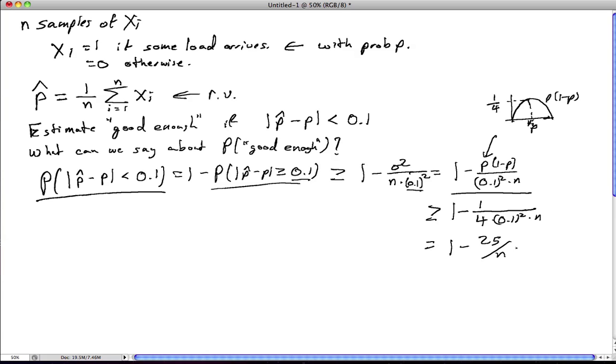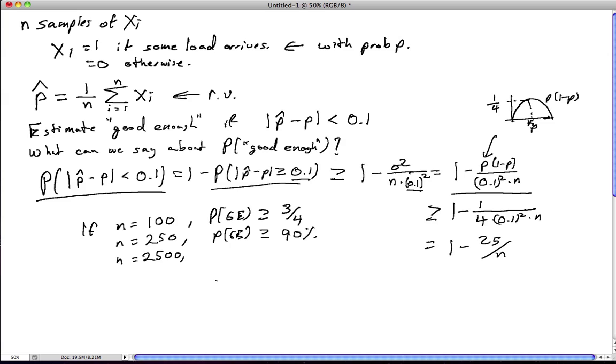So now we know, given n, what's the probability that it's good enough for sure? Well, let's try some examples. If n is equal to 100, so if we take 100 samples, we know that the probability of being good enough in terms of our estimate is at least 3/4. Why? Because 25 over 100 is 1/4. 1 minus 1/4 is 3/4. If n is equal to 250, the probability of being good enough is at least 90%. And if we make n equal 2,500, take 2,500 samples, then the probability of being good enough by Chebyshev's inequality is at least 99%.